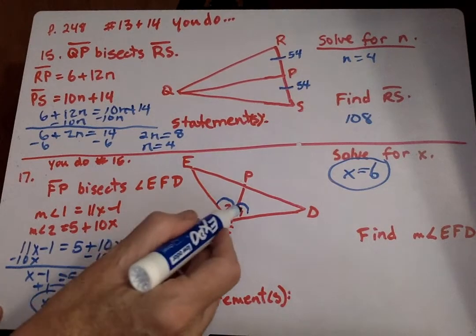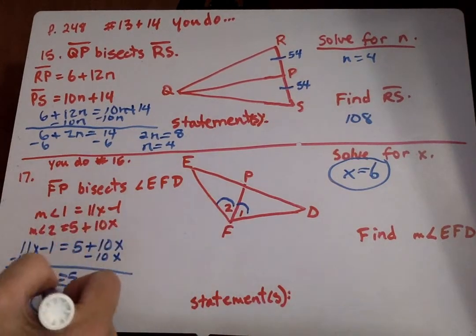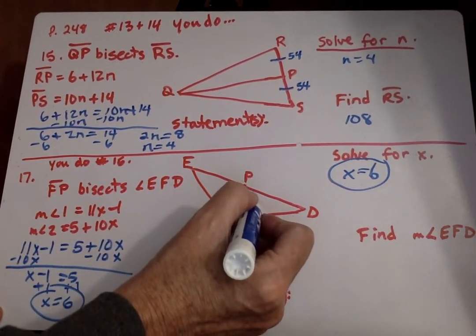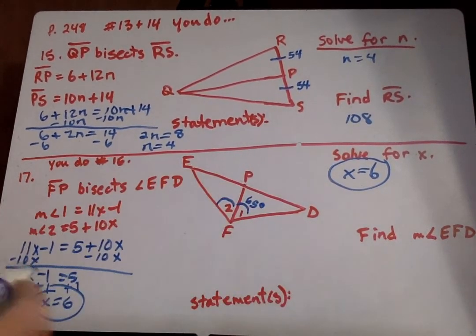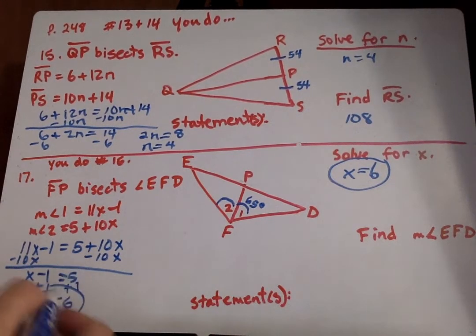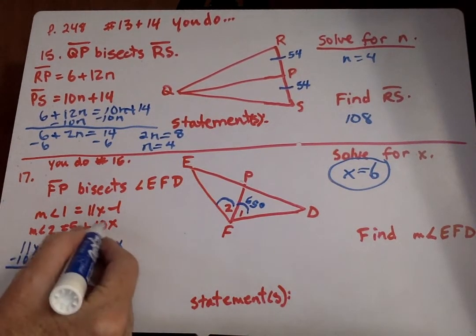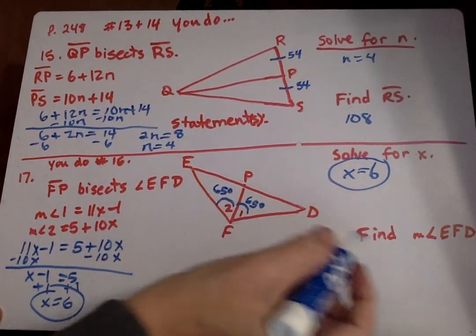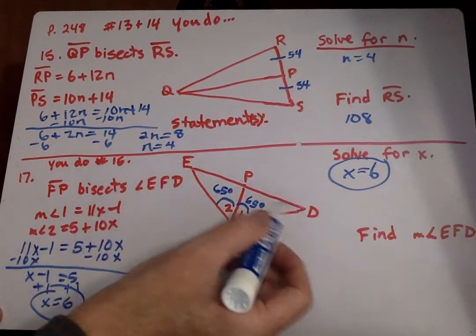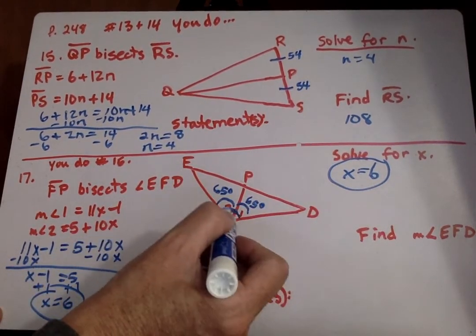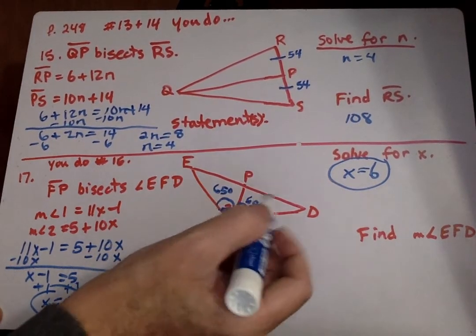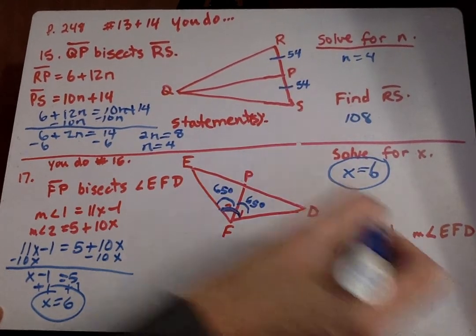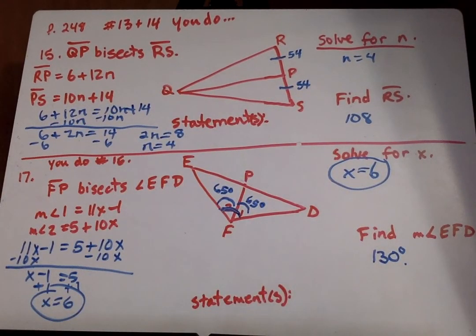Now we can find out the measurements of angles 1 and 2. Angle 1 is 11 times 6, which is 66, minus 1, 65 degrees. Now angle 2 should be exactly the same: 60 plus 5, because I put in 6 for x, times 10 is 60, so 65 degrees. They're asking us for measure EFD, so we're trying to find the whole thing here. So we add 65 and 65, and that's 130 degrees. Okay, students, you can do the rest of this. You rock.